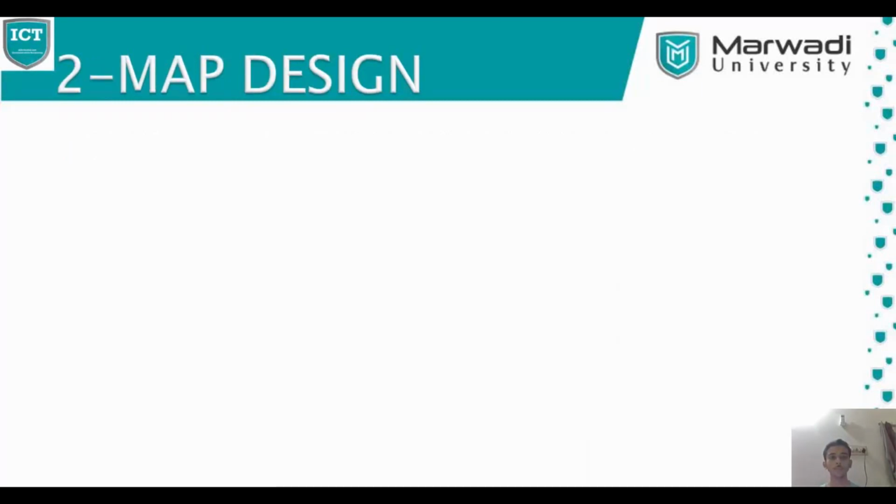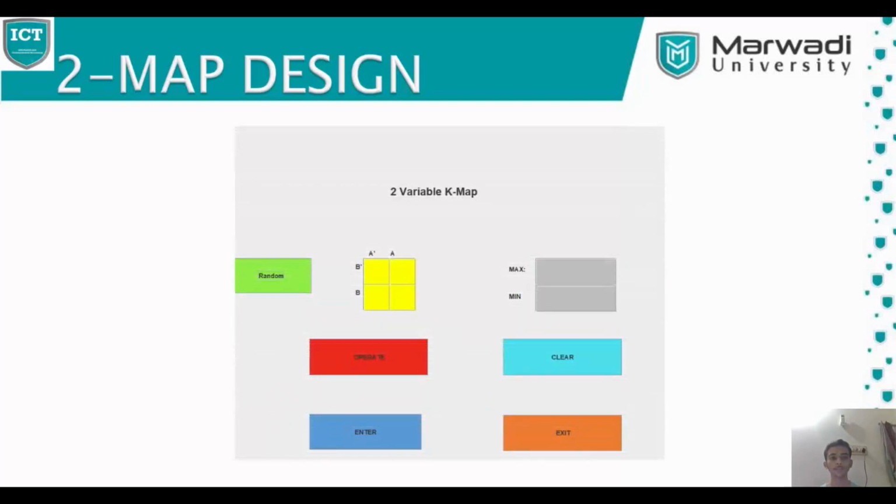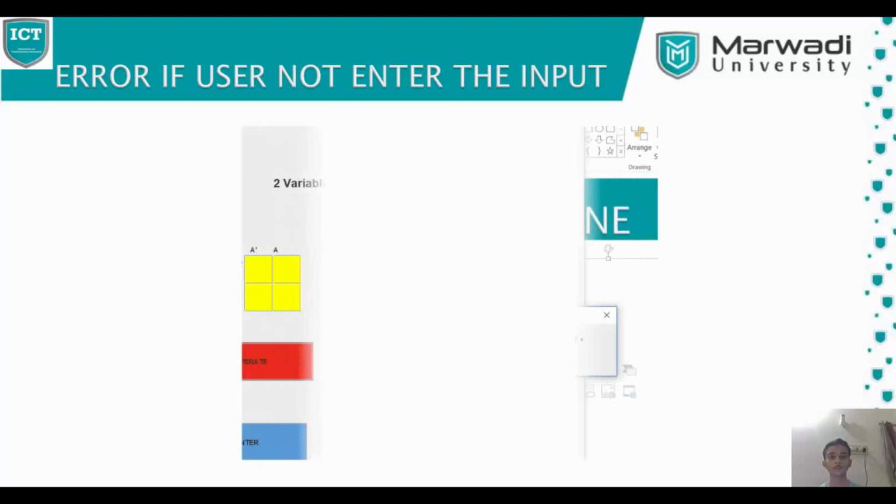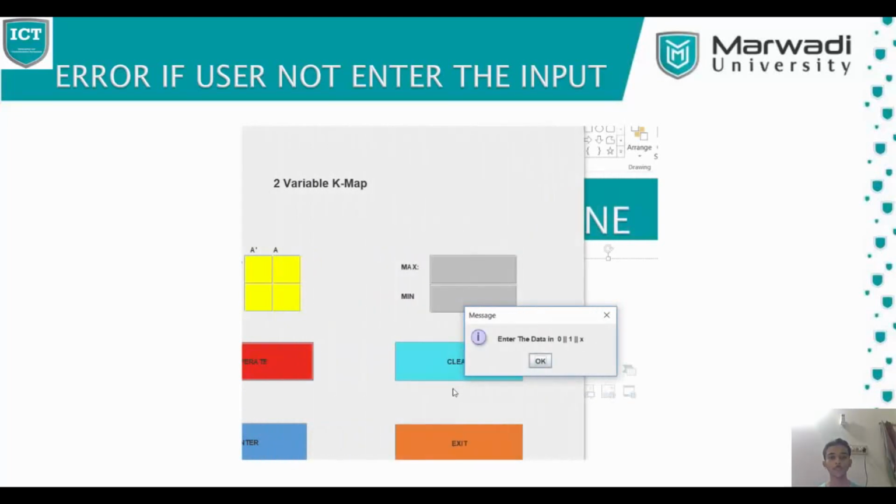Next is the design of 2 variable. It is the design of the 2 variable K-map. Next is the error. If the user does not enter an input which is valid for the K-map, here is the example. You can see that there is a pop-up menu which shows the error.